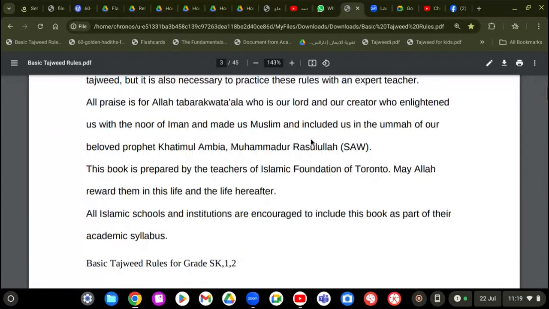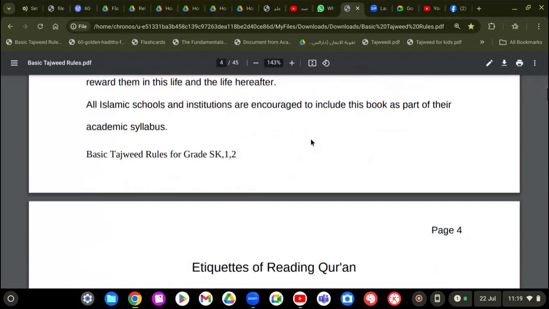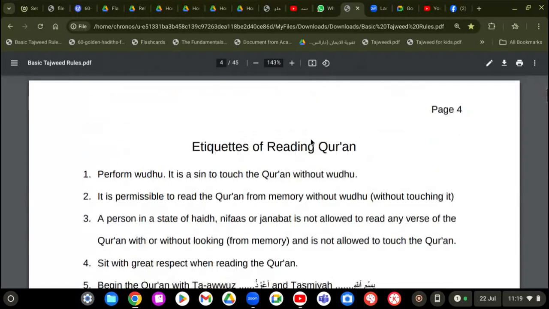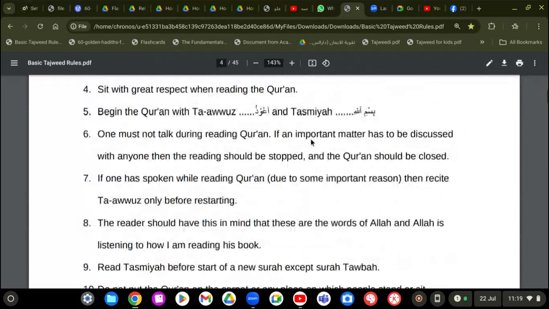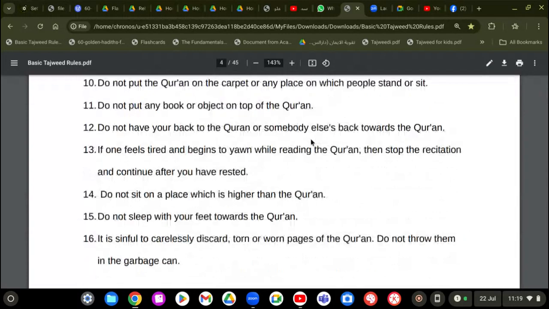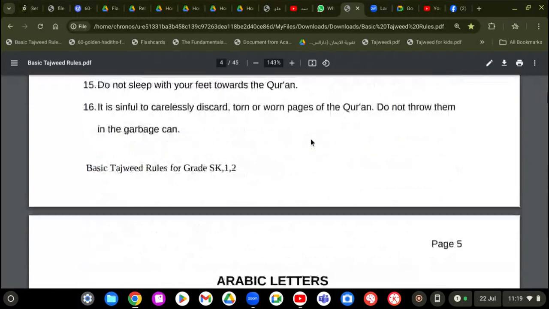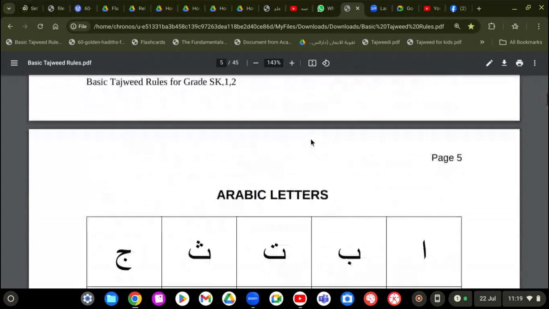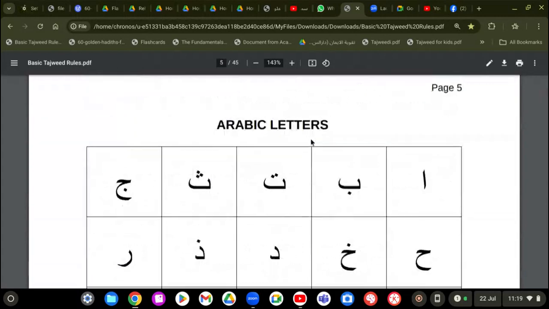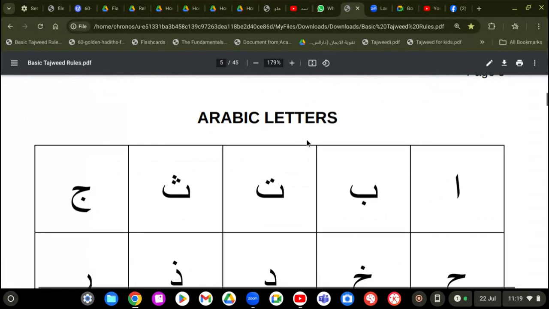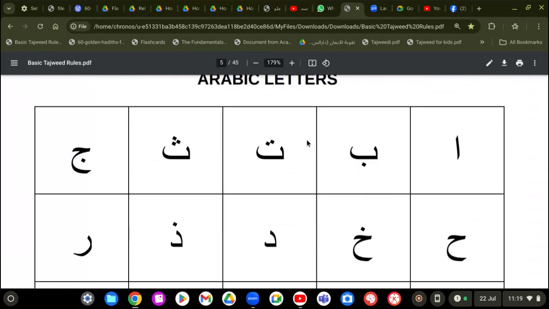Okay, what do we read before starting the Quran and Islamic lesson? What dua? Audhu billahi min ash-shaytan ir-rajim, bismillah ir-rahman ir-rahim. Please start.